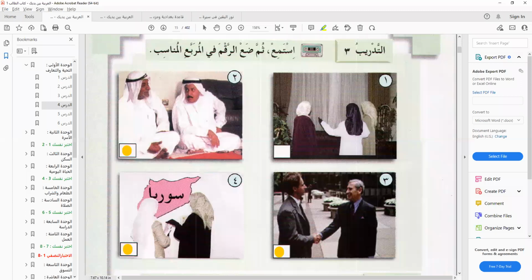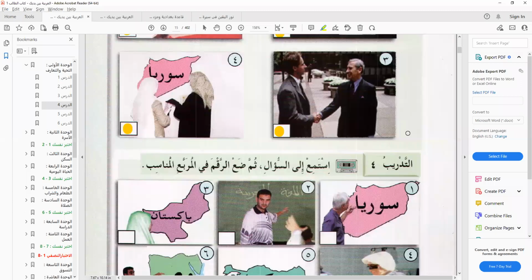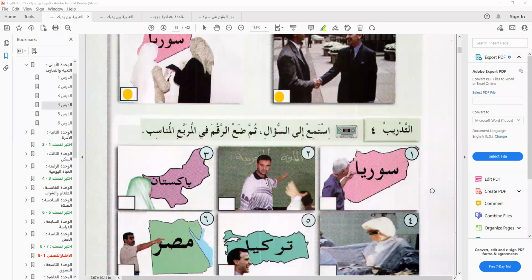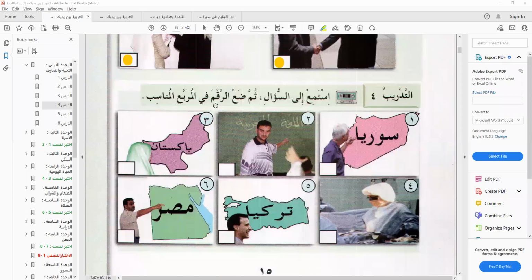Now, I hope you got them correctly, and if you didn't, don't worry. Now, nantakilu ila tadrib rabi'. Nantakilu means we move to the fourth lesson, the fourth drill exercise. It says istami', listen, ila su'al, to the question. Thumma da' raqman, then place a number, fil murabba' al munasib, in the appropriate box. So raqm means number. 1, 2, 3, 4, 5, 6.